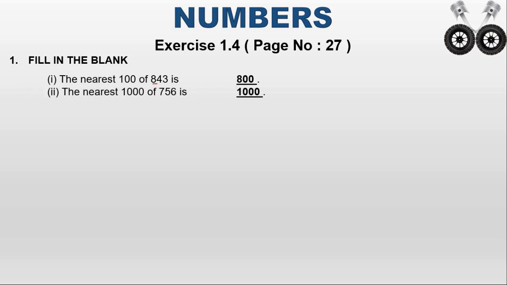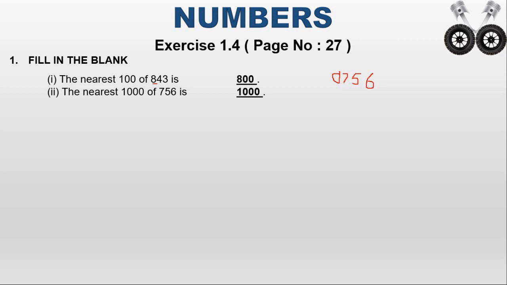The nearest 1000 of 756. So see here, how many digits are here? 3 digits, that is ones, tens, 100. There is no 1000 position. So that means you have to imagine the 1000 position as a 0. Okay, so the given number is 0, 7, 5 and 6.